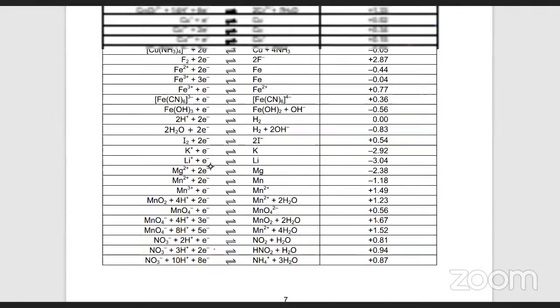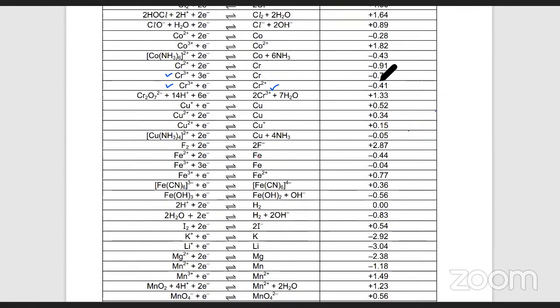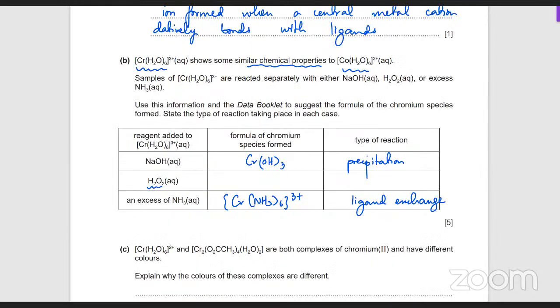And for chromium 3 plus, I've got these three, but they're the lower potentials. They won't be able to gain electrons. Lower potential does not gain electrons. So apparently there should not be a reaction. I mean, there should be no redox reaction.